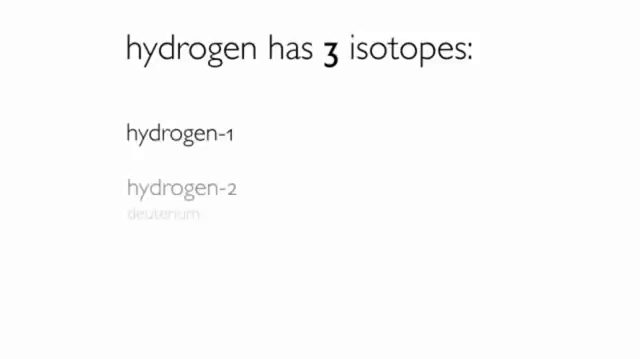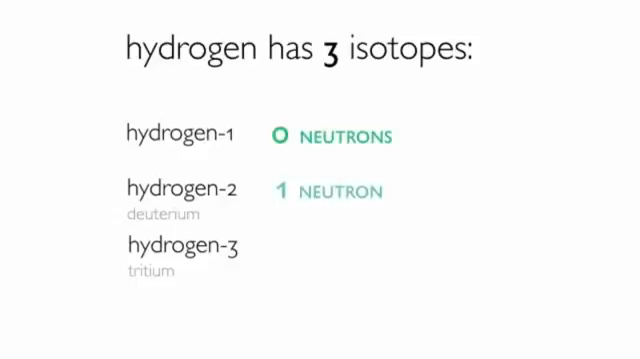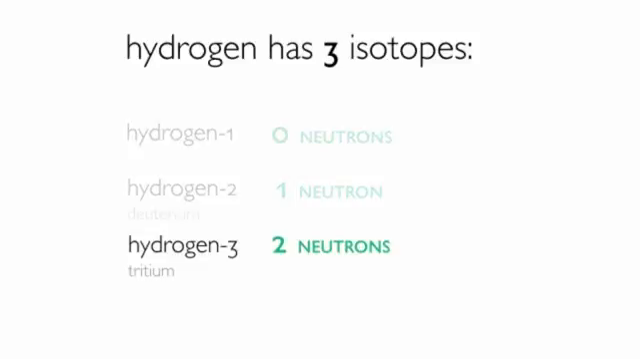Hydrogen-1, hydrogen-2, also called deuterium, and hydrogen-3, also known as tritium, are the three isotopes of hydrogen. They have 0, 1 and 2 neutrons respectively. Tritium is the heaviest isotope of hydrogen as it has a larger mass number.